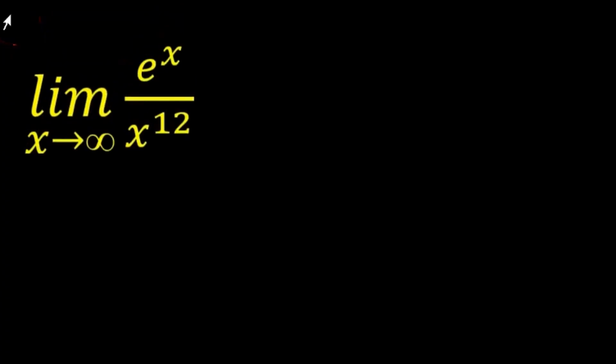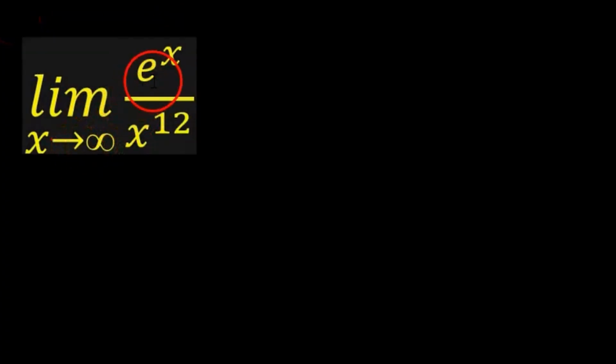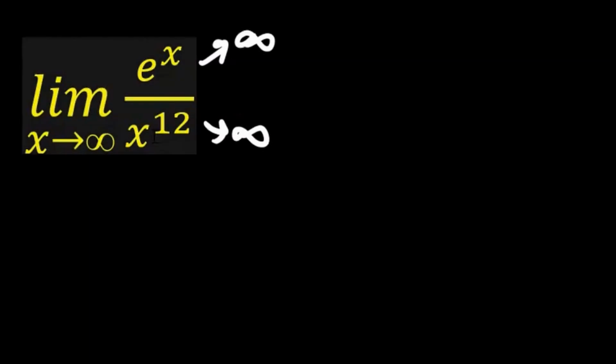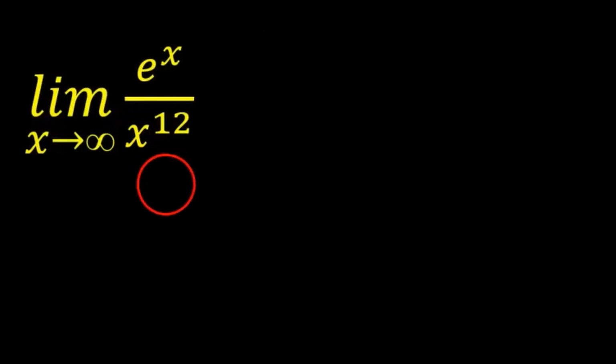Cool beans. So next one here, the limit as x goes to infinity of e to the x divided by x to the 12. Now don't panic here. Let's see what's going on. We can't divide anything out, right? We can't do that. When x goes to infinity, what's happening? Well, we have e to the infinity here. So this goes to infinity. And then we have an infinity to the power of 12, which is also going to infinity. So in this case, we also need to use L'Hopital's rule.